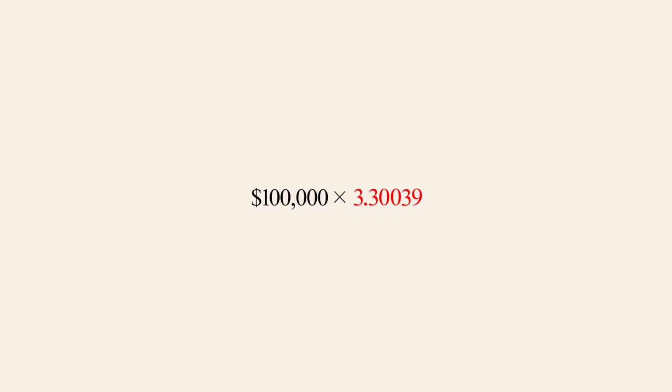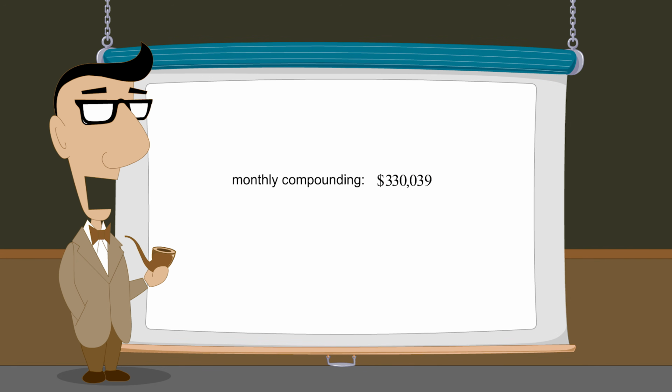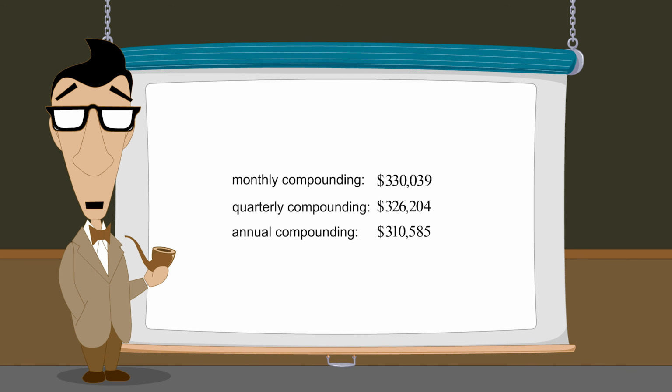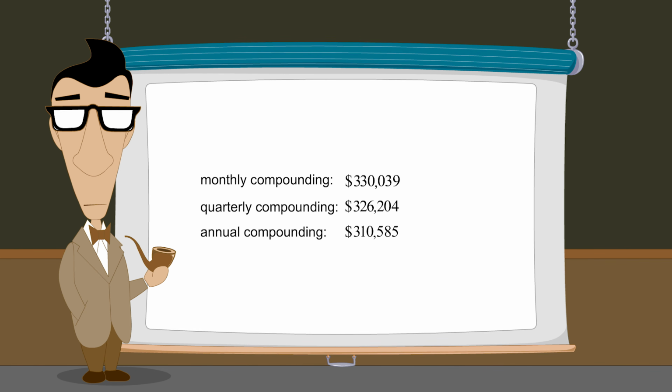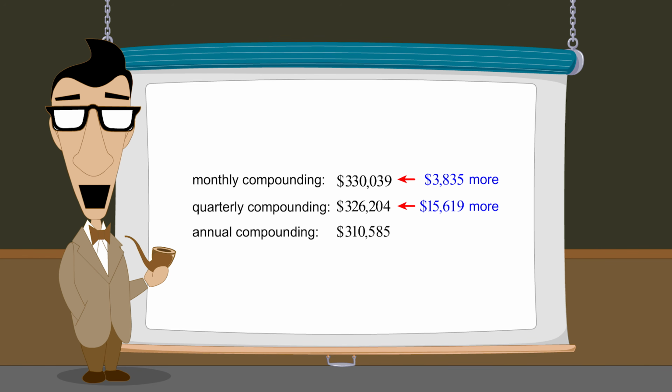Multiplying times the initial principal, with monthly compounding, our initial $100,000 has grown to $330,039. Compared to quarterly and annual compounding, although quarterly compounding produced $15,619 more than annual compounding, monthly compounding produced a smaller improvement of $3,835 more than quarterly compounding.